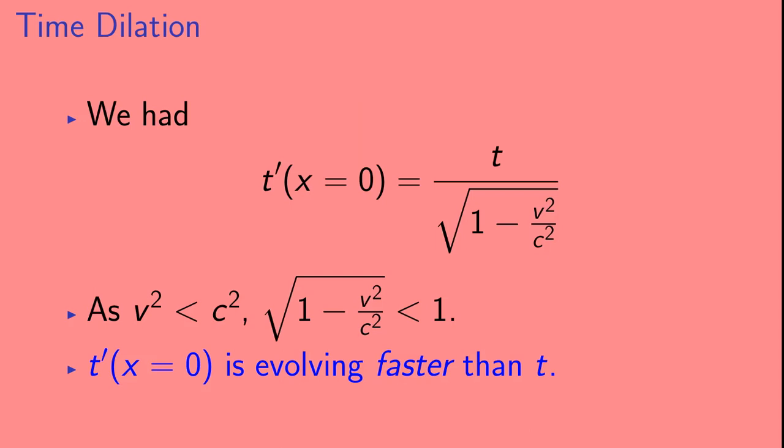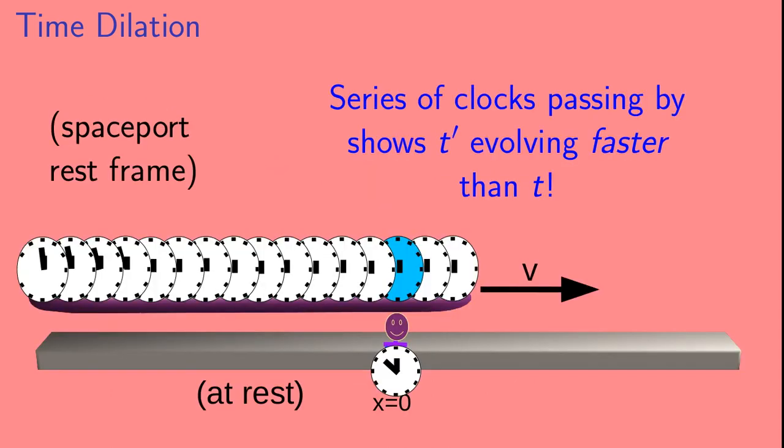Okay, so here's the same relation that we just derived. For a massive object like a spaceship, the magnitude of v is always less than c. This means that v squared is less than c squared, and that means that the square root in our expression is less than 1. This means that t prime, evaluated at x equals 0, is t times a number that is greater than 1. And this means that t prime evaluated at x equals 0 is evolving faster than t. The series of clocks passing by at x equals 0 shows t prime evolving faster than t.